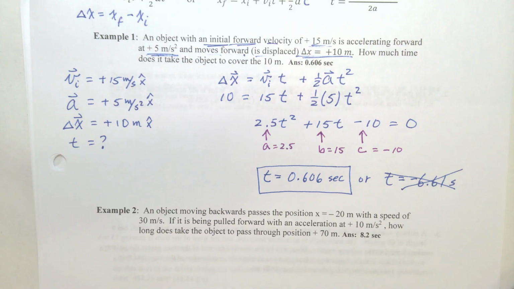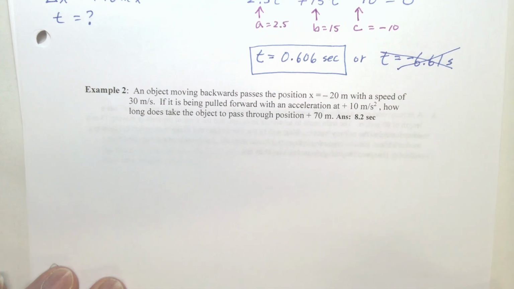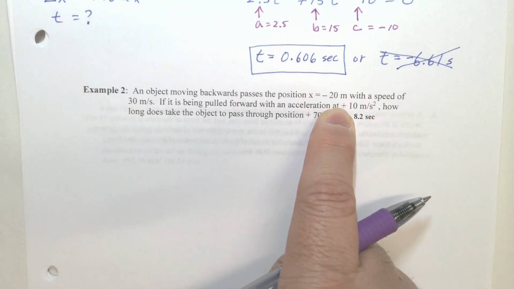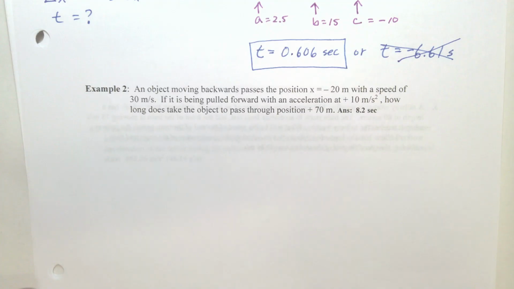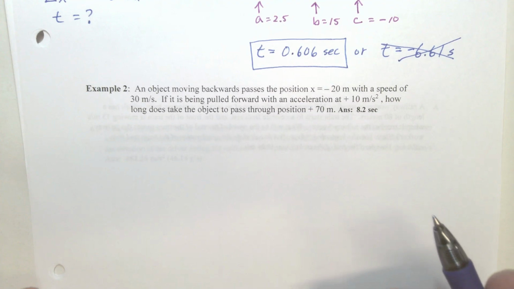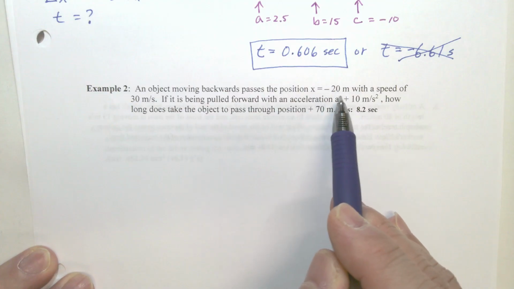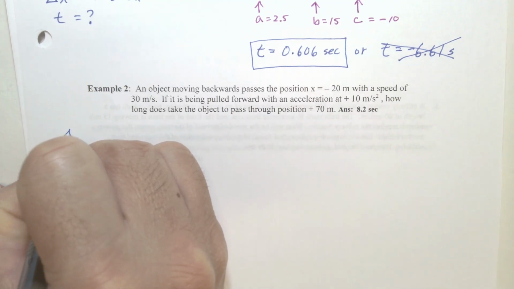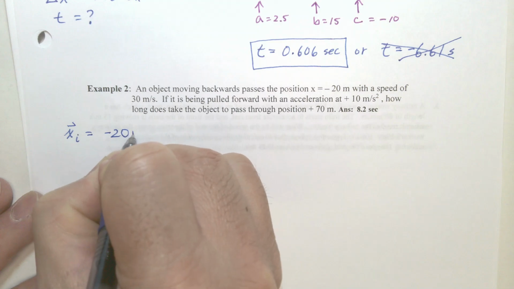So now let's take a look at the second problem here. The second problem here, an object moving backwards passes the position x is equal to negative 20 meters. So what does that negative 20 meters represent? Now look at this meters right here. So this x is equal to negative 20 meters is the initial position, right? Initial position x. And that happens to be negative 20 meters x hat.